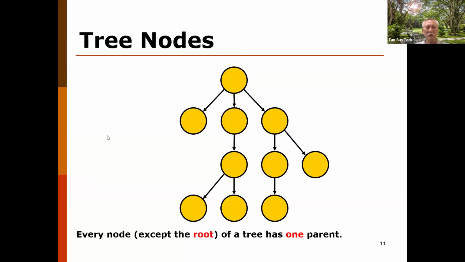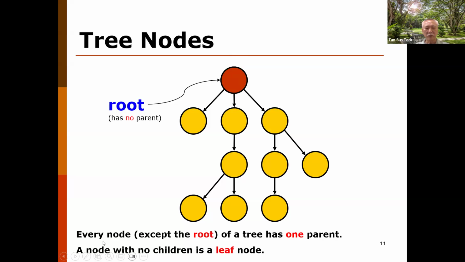Therefore, this is a root node because it has no parent. And then we have leaf nodes. A node with no children is called a leaf node. So all these green nodes are leaf nodes. That means they have no children, so each is by itself without any node following it. So we have the root node and the leaf node.